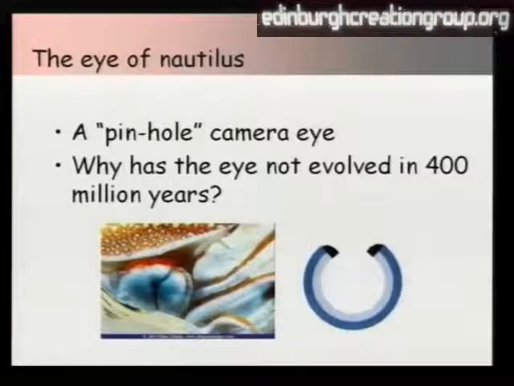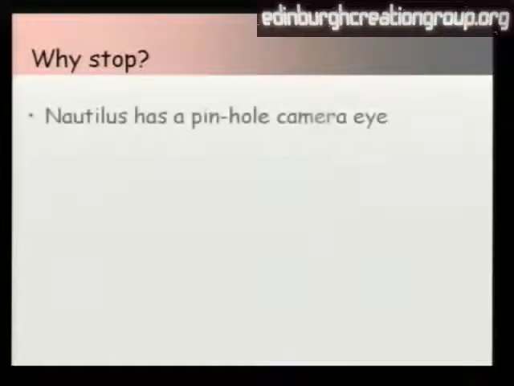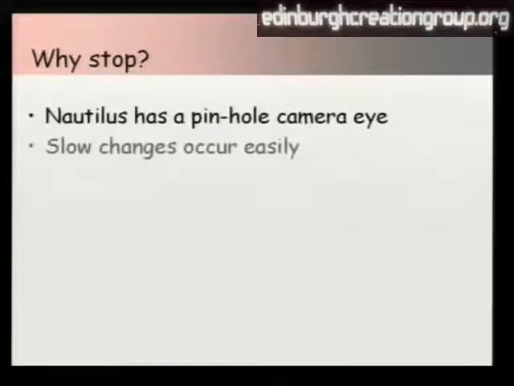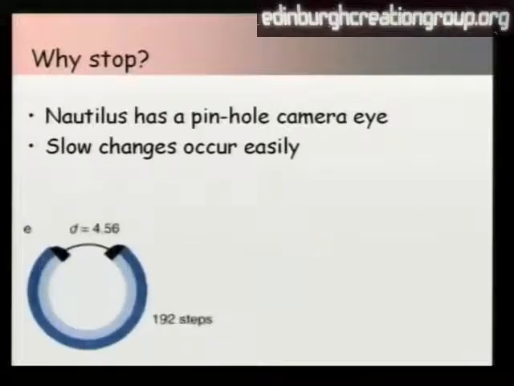Now, the whole point of Nielsen and Pelger's paper was to demonstrate it's actually quite easy to evolve an eye. Okay, well, if it's quite easy to evolve an eye, how come the nautilus is still going around with a simple eye and hasn't seemed to advance? Well, I would suggest there's a reason it stopped with a pinhole camera eye, even though the changes are supposed to occur easily, because you need something extra.